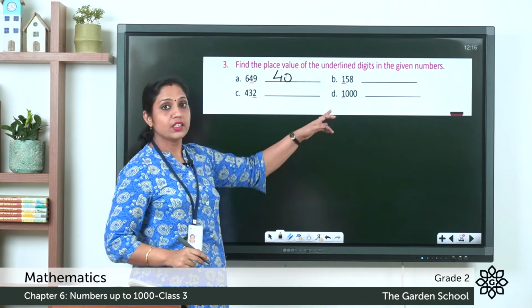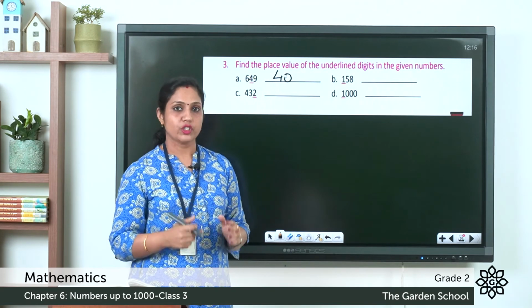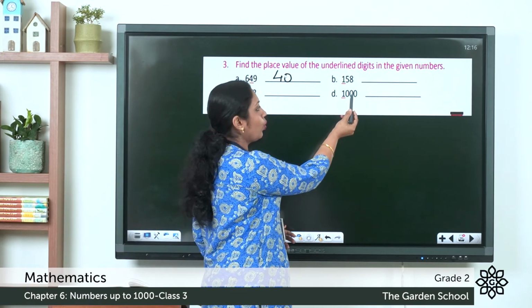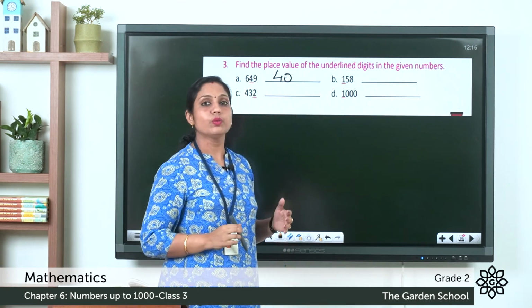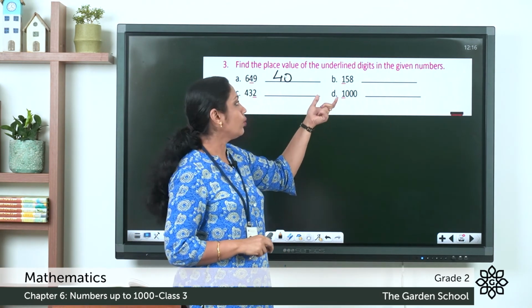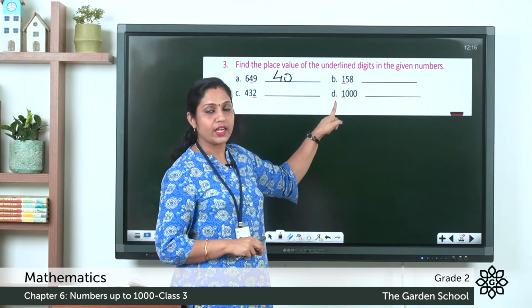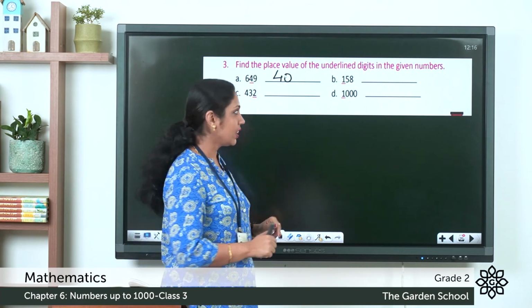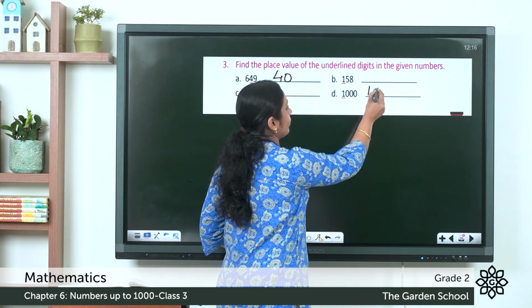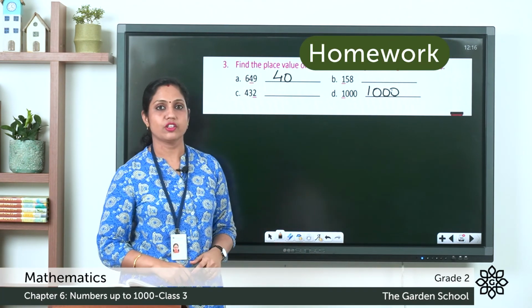Now let's check the question D. We have 1000 there. So for checking this, what can we do? Ones, tens, hundreds, thousands. So it is a 4-digit number and we have to find out the place value of 1 there. So the place value of 1 there is 1 into 1000, that is 1000. So you can complete the rest of the exercises.